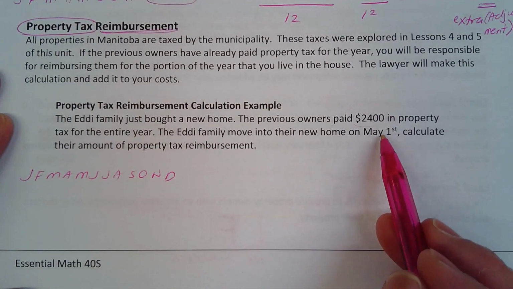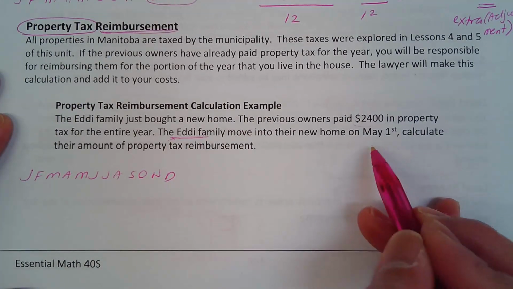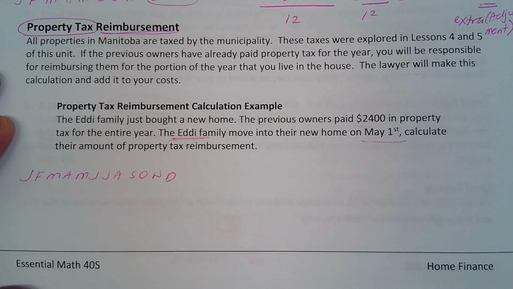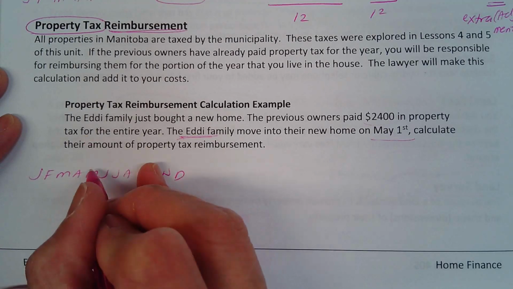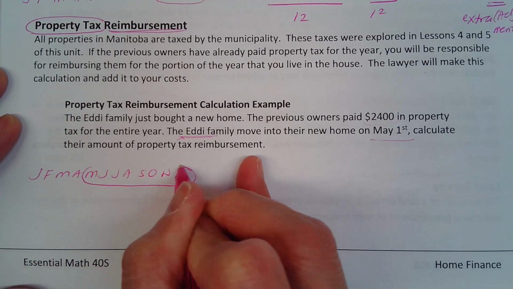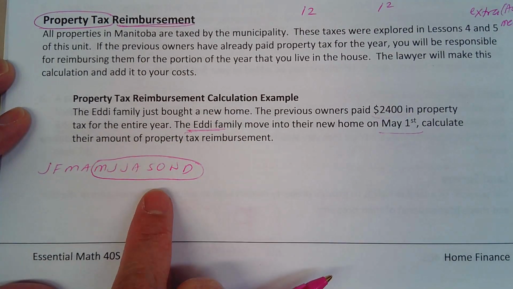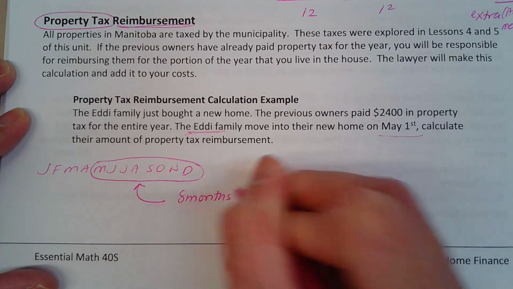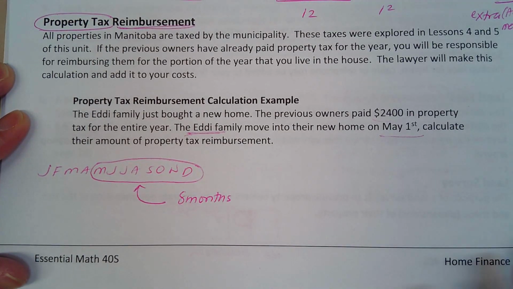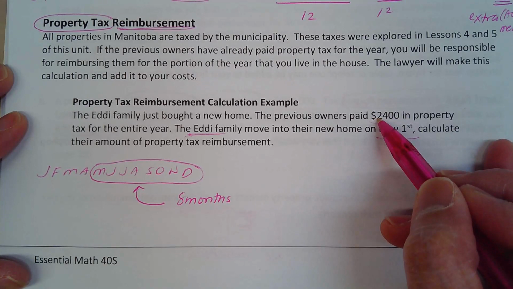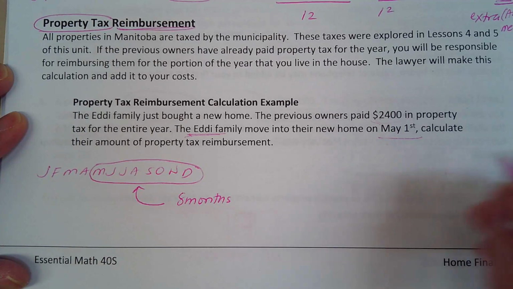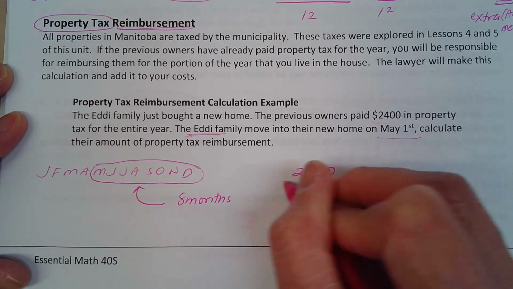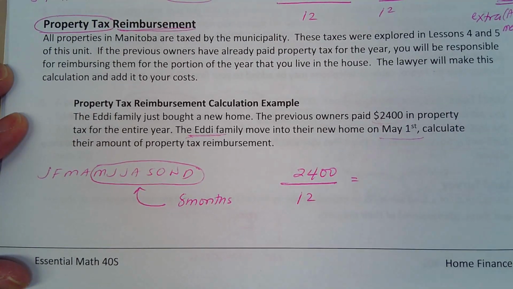So it's 2,400 divided by 12. That's going to give us the month. Okay, that's going to be 200. And how many months are we going to be living there? 8 months. So times it by 8 months. So that's going to give us $1,600. Okay? Is that good?